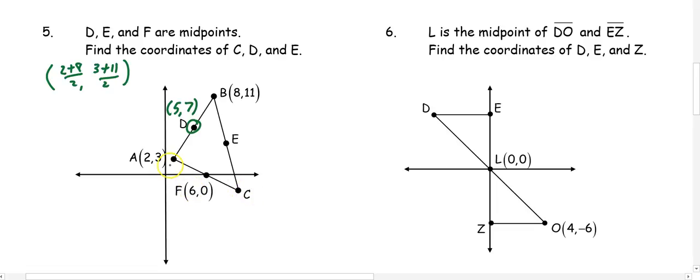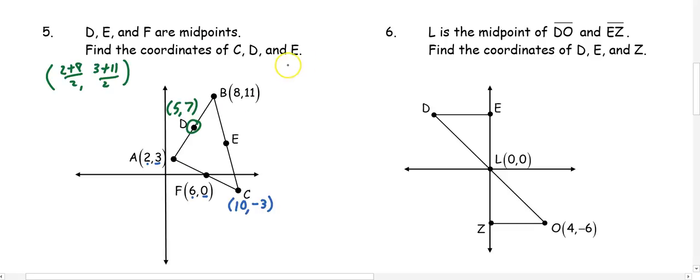If F is the midpoint, I need to know how much did I change to get from 2 to 6. Well, to get from 2 to 6, I added 4. So if I add 4 again, my x coordinate's 10. Then from 3 to 0, I subtracted 3. So if I subtract 3 again, I get negative 3. So my C coordinate is 10, negative 3.